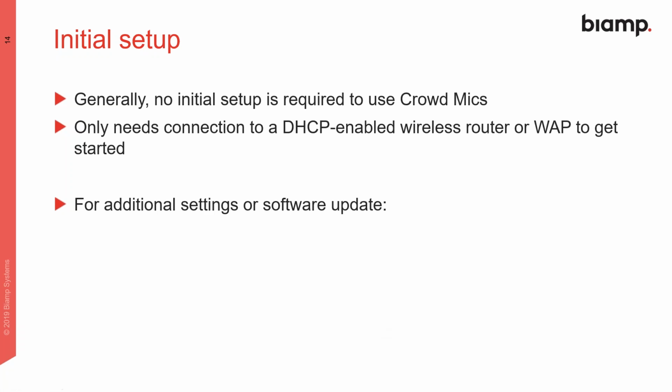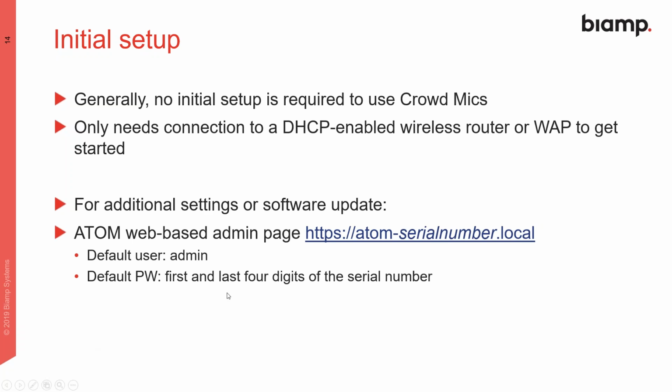However, for additional settings, or if you want to run a software update, there is a web-based admin page that you can just access by a web browser. Type in the host name of the local Atom device, which is a combination of Atom dash and then the serial number of the device .local. If you address this, it will just open up a web page. You can log in via admin and a combination of the first 4 and last 4 digits of the serial number, and that will give you access to the configuration page.